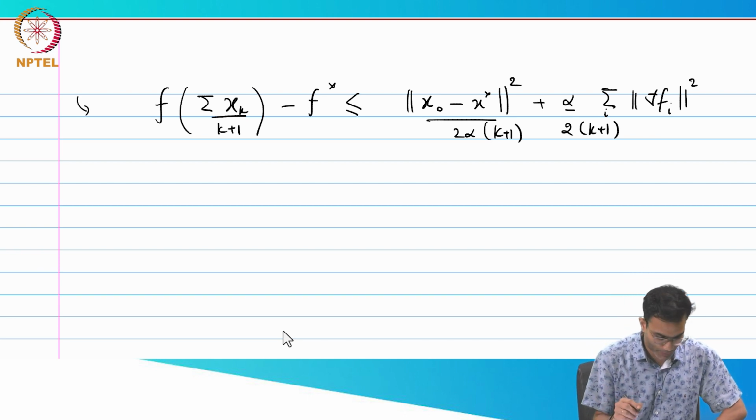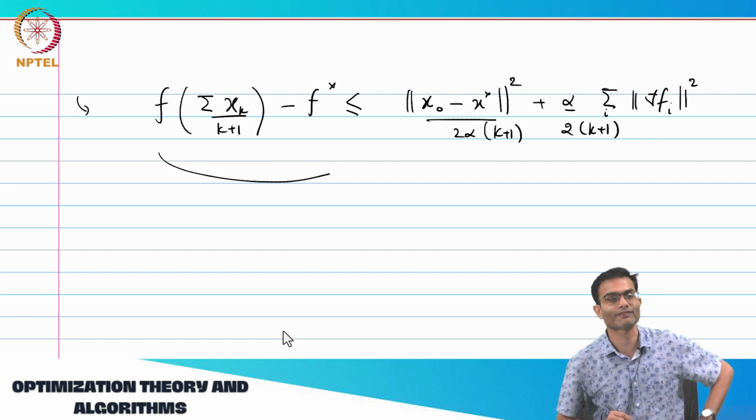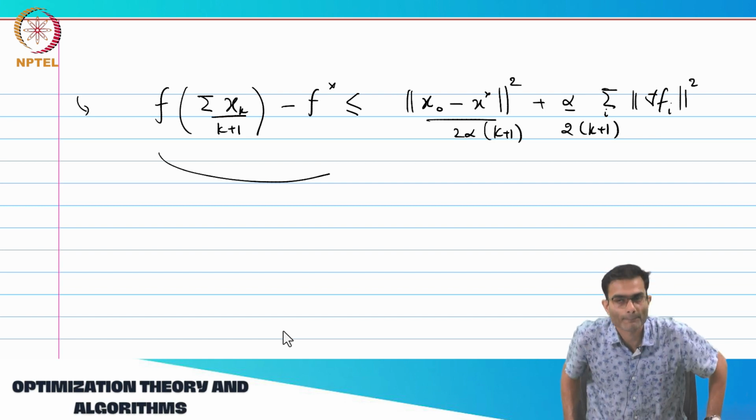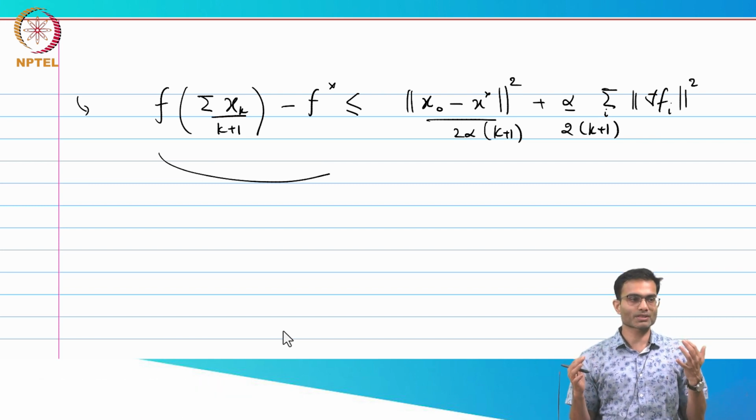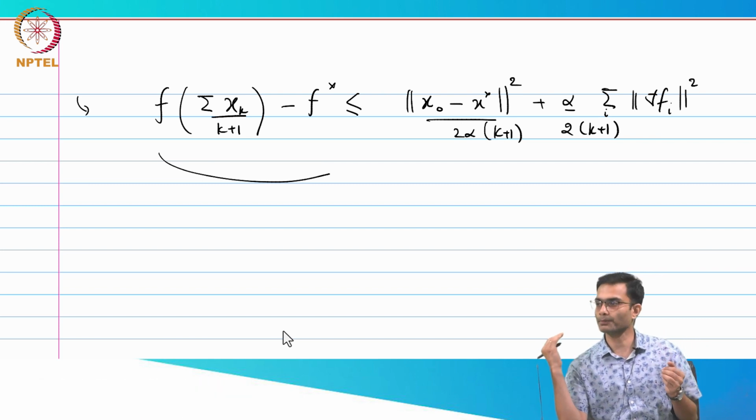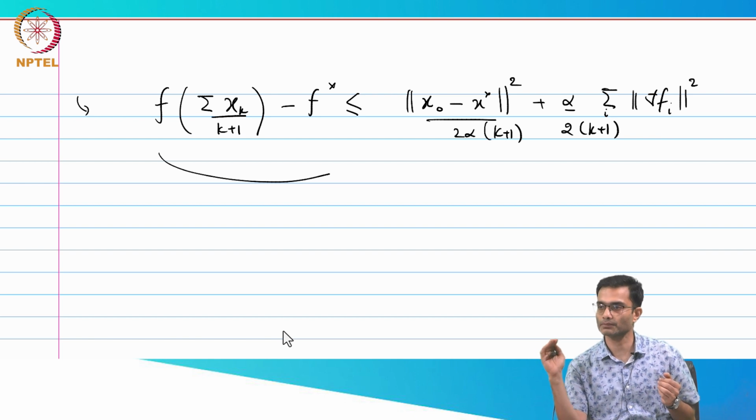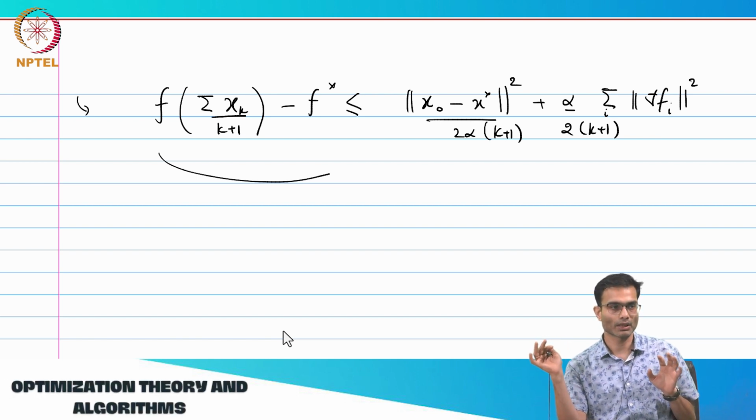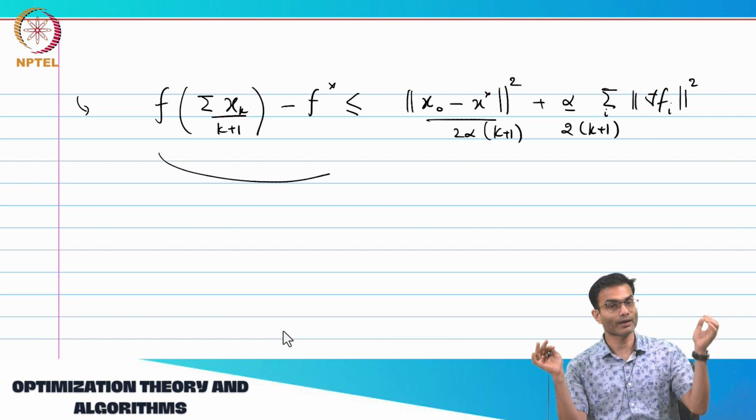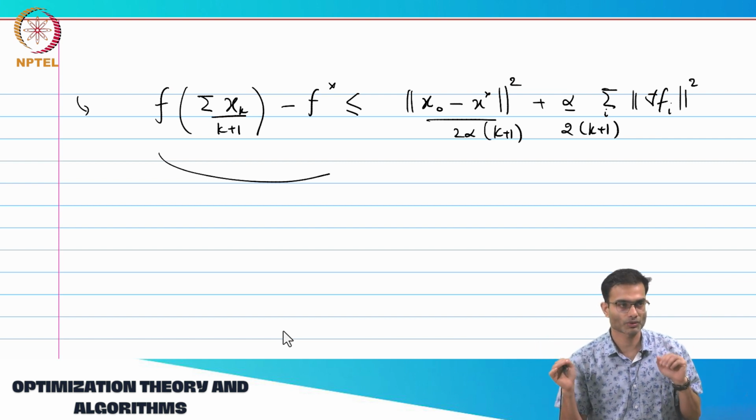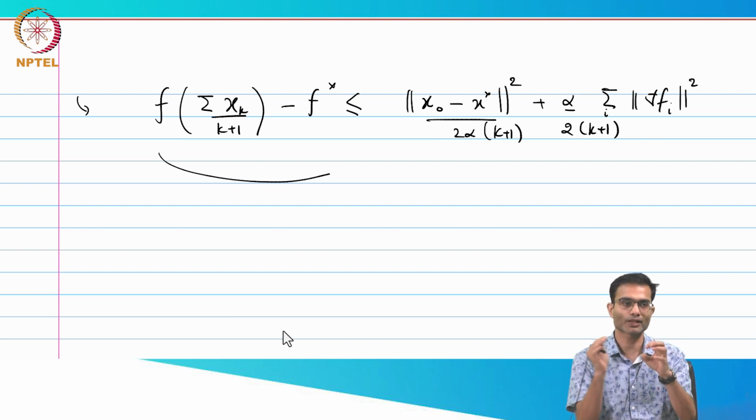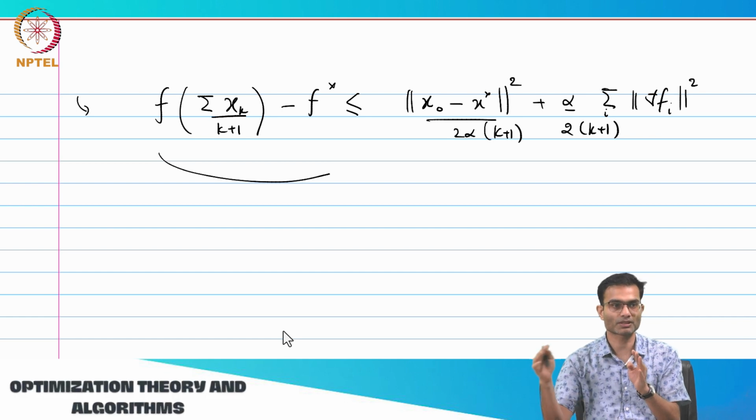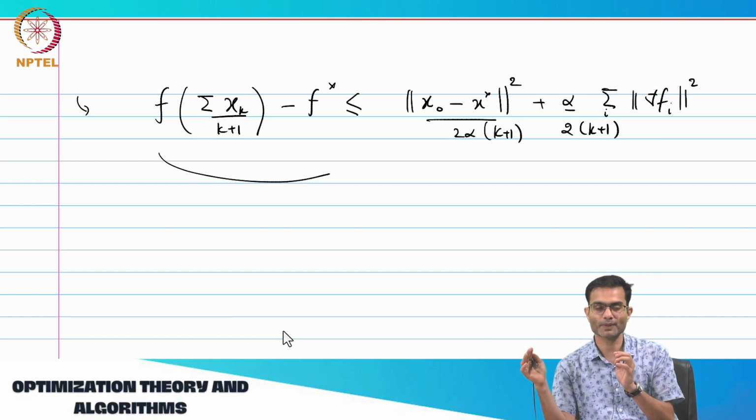So let's interpret the result. What is the left hand side saying? So now we'll switch to plain English. There is an optimum function value which is given by f star. Everyone agrees? I have f of average of iterates. So what is it saying? The distance between f of average of iterates and the optimum function value is less than or equal to some expression. What is that expression?